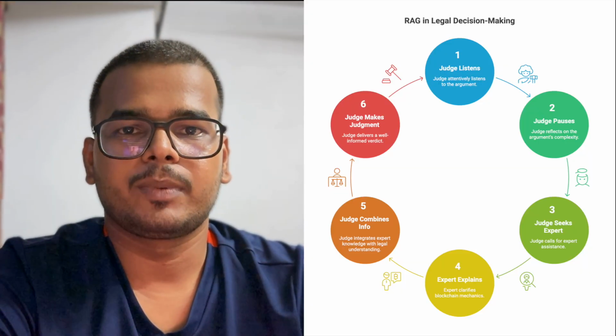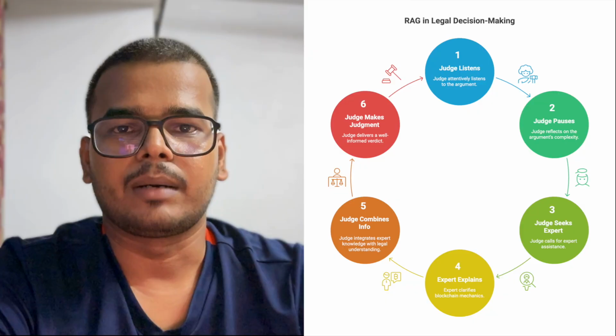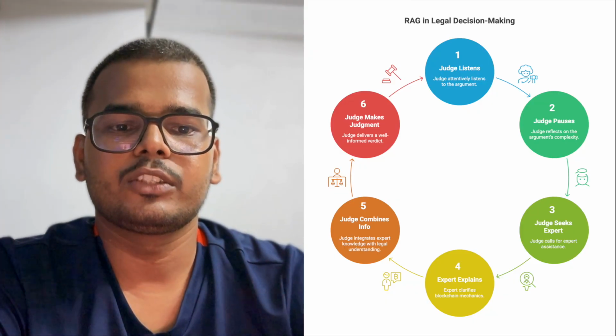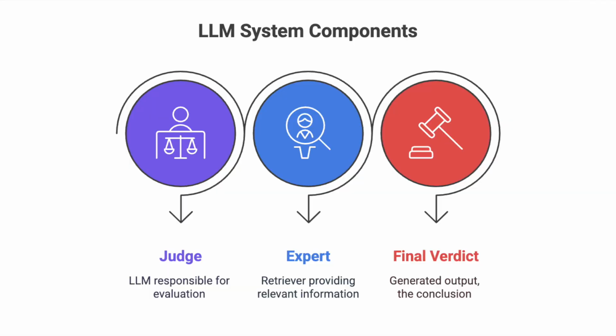The expert explains the blockchain mechanics. Now the judge combines this new info with his own legal understanding to make a sound judgment. This is RAG in action. The judge is the LLM, the expert is the retriever, and the final verdict is the generated output. Instead of guessing blindly, the model retrieves, then reasons. That's retrieval augmented generation. In short, RAG.